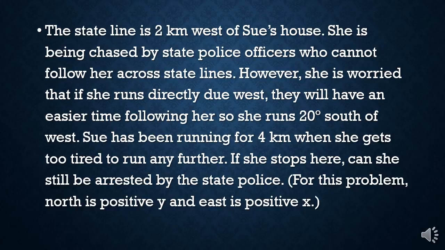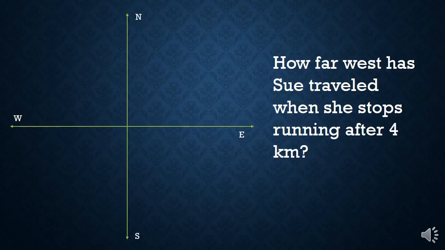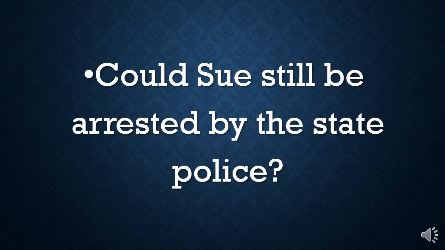We're going to take north to be positive y and east to be positive x, just like we did in the compass that we drew earlier. So we have the same coordinate system, and we want to figure out how far west Sue traveled when she stops running after 4 kilometers. There's the path that Sue has taken, which is 20 degrees south of west, and she's run 4 kilometers along that path. Next question, could she still be arrested by the state police?